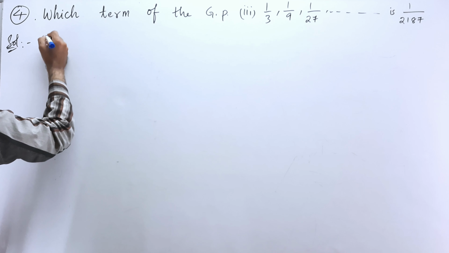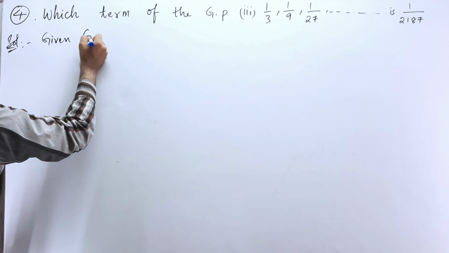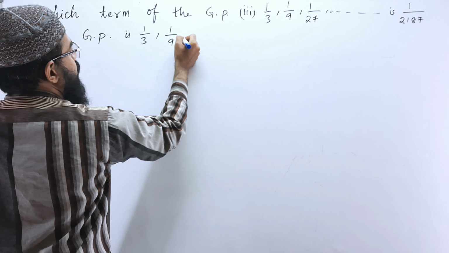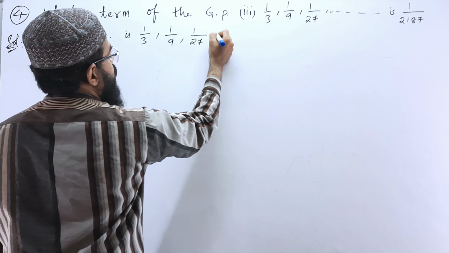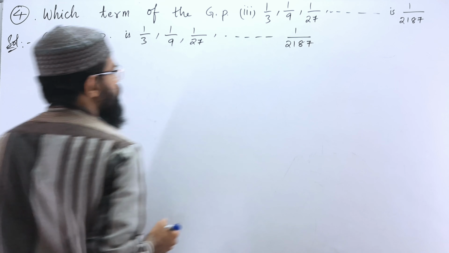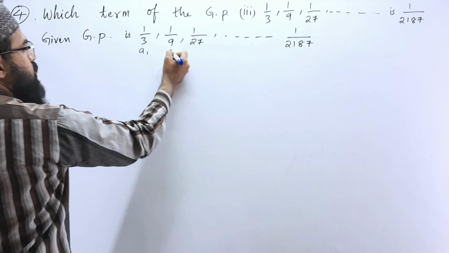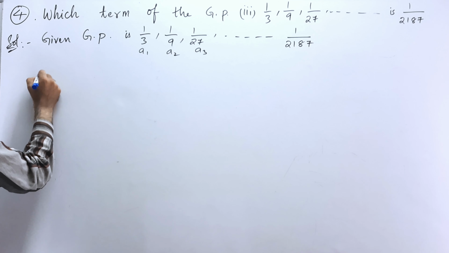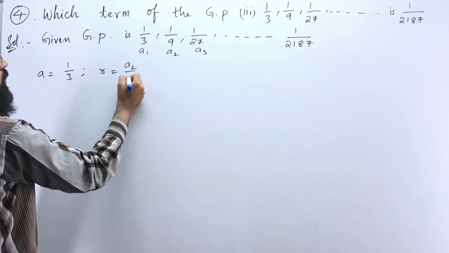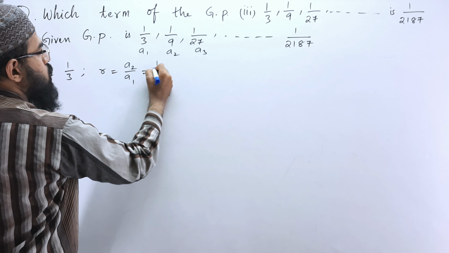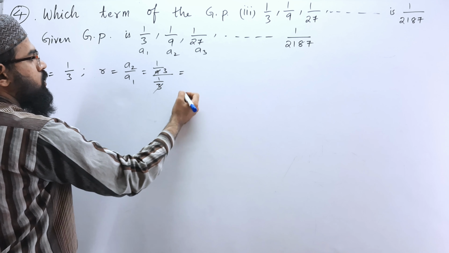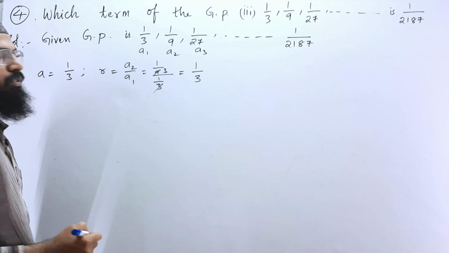Now let us write the given GP, given geometric progression is 1 by 3, 1 by 9, 1 by 27 and so on up to 1 by 2187. So here this is first term, second term, third term. So first term is 1 by 3. Common ratio r is equal to a2 by a1. So a2 is 1 by 9, divided by 1 by 3, 3 1s are 3, 3 3s are 9. So common ratio is 1 by 3.